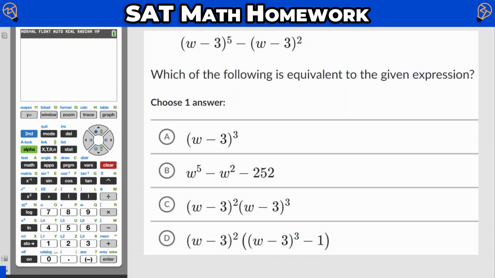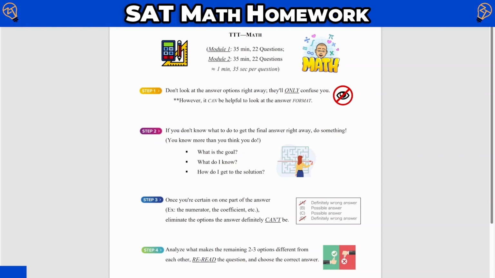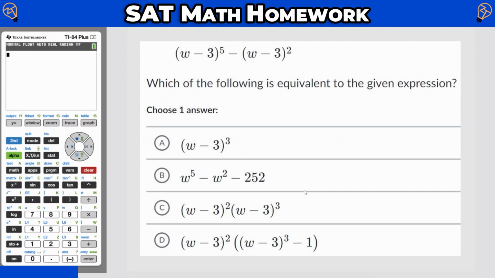So this question is a really good example of our triple T document, Tom's Testing Tips for the math section. In step one, we say don't look at the answer options right away. They'll only confuse you. However, it can be helpful to look at the answer format. When we look at the answer format, we can see that in option B they've expanded by essentially FOILing or distributing. But in the other three options, they've done some kind of factorization.